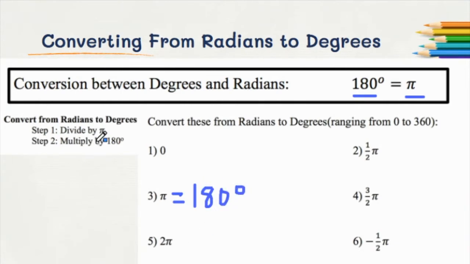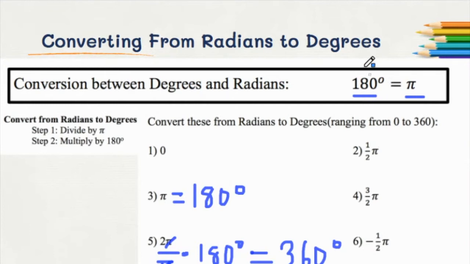Now for 2 pi, we first divide by pi, then we multiply by 180. So the pi's cancel, you multiply by 180. 2 times 180 is 360. Let's try 1/2 pi.